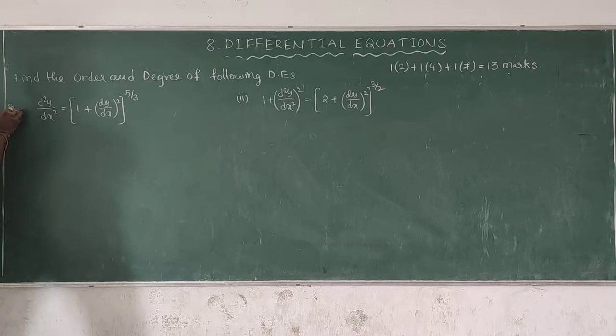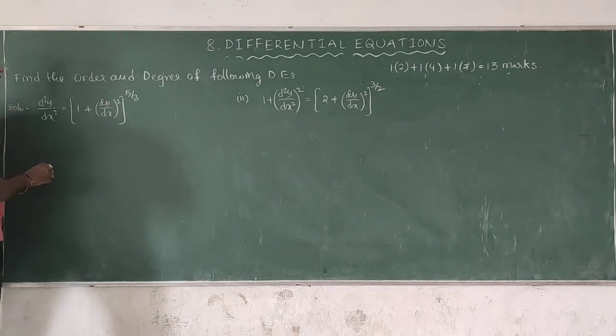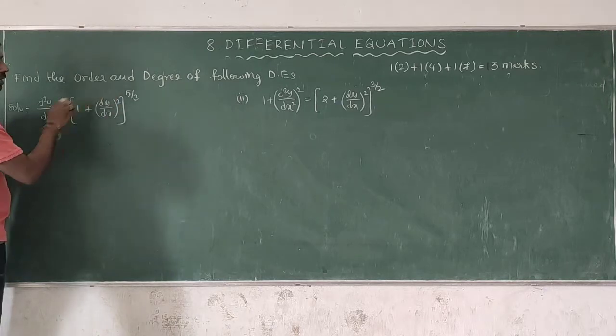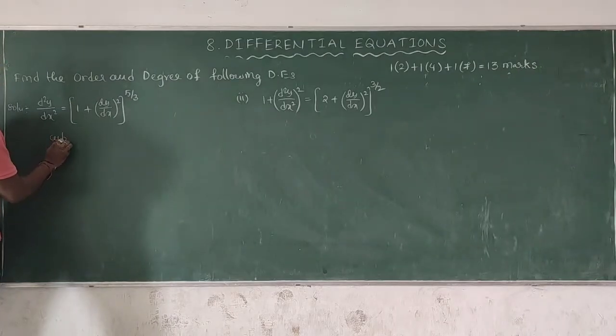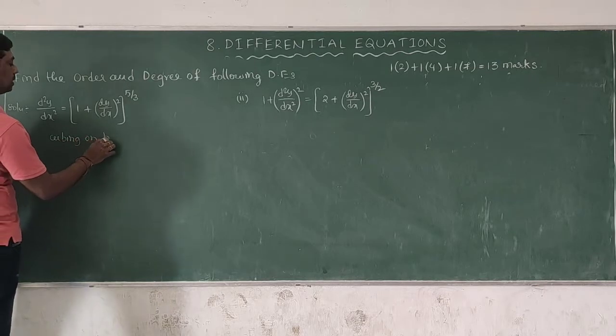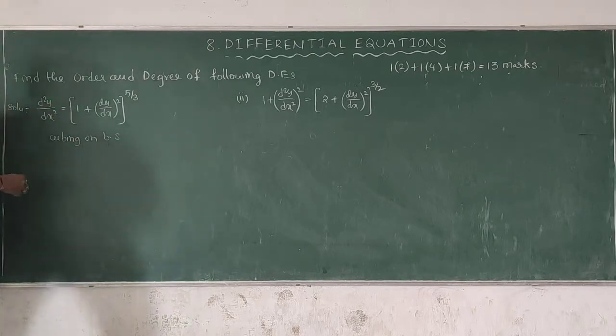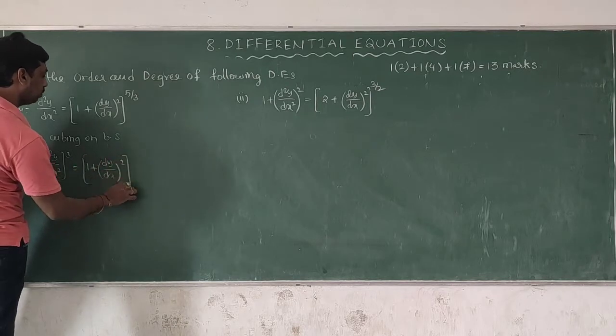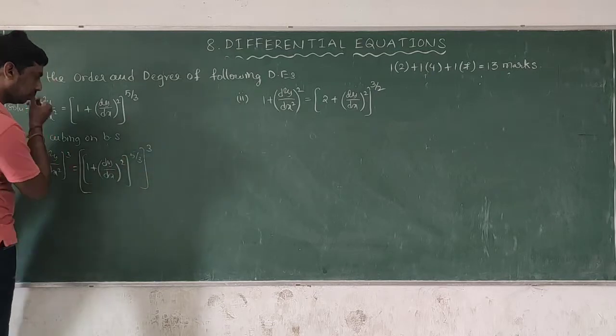So take the given differential equation. Here the power is 5 by 3, so we have to do cubing on both sides, and only then will the 3 cancel. So cubing on both sides of the above equation. In the solution, write down the given problem as is. Then (d square y by dx square) whole cube equal to ((1 plus (dy by dx) whole square) whole power 5 by 3) whole power 3.